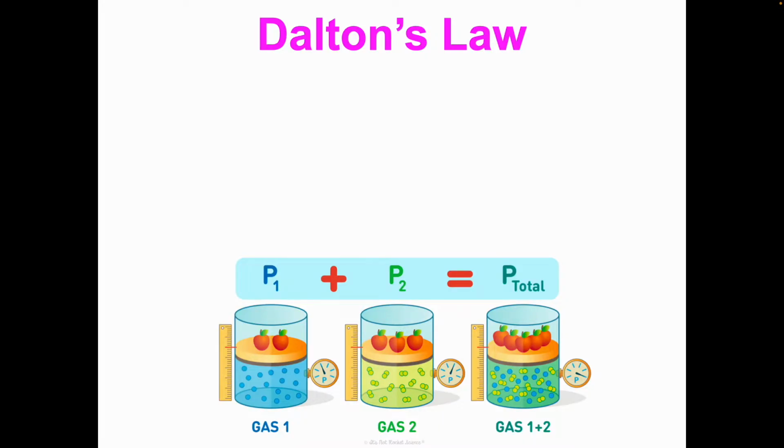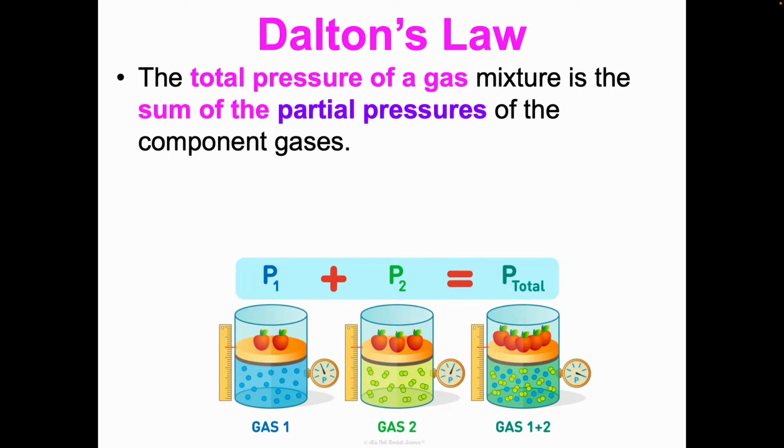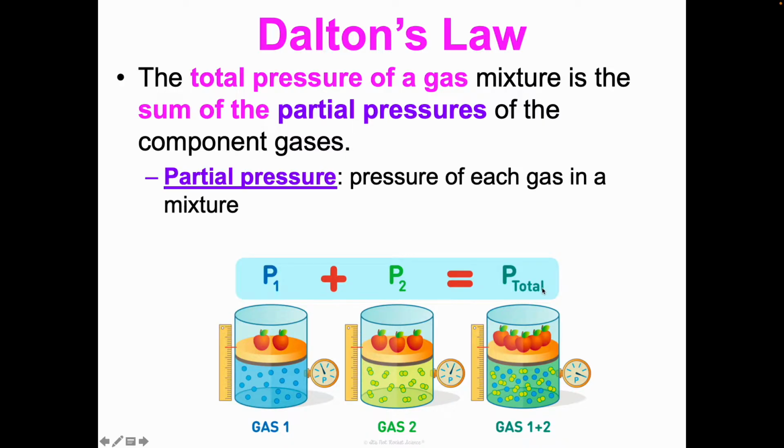So this first one is Dalton's law. This is by John Dalton. It's the same Dalton we talked about in Unit 2, the atom, if you remember that. And Dalton's law states that the total pressure of a gas mixture is just the sum of all the partial pressures of the component gases. So all the gases that make it up, we're going to add those together, and that's going to make the total pressure. So if we have two gases combined, it's just going to add the pressure of both of those, and that's going to give us the total pressure.